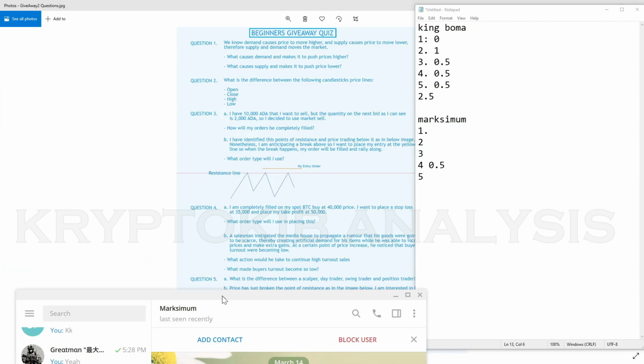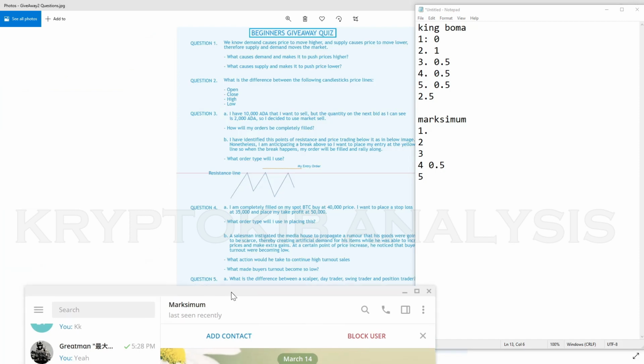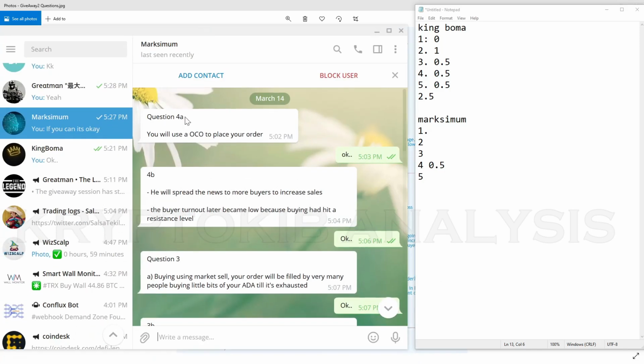The 4B says, okay, that one is reduced price and high prices. That's 4B. It will spread the news to more buyers to increase sales. Is that correct? Then the buyer turnout later became low because buying had hit a resistance level. Is that correct?